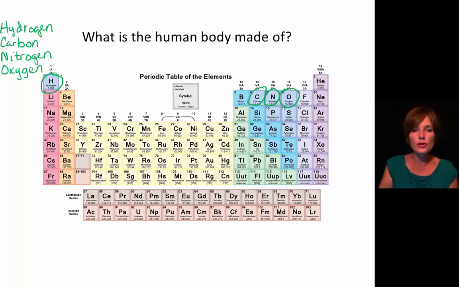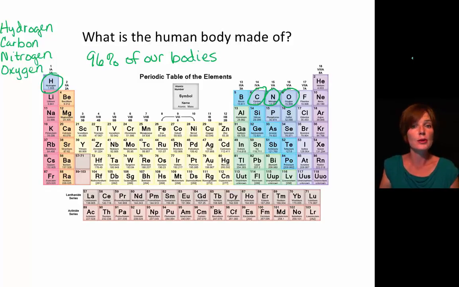And I point out these four specifically because these four make up 96% of our bodies. So that means that they make up 96% of a human body. Now, 4% is made up of other things. So you do have a lot of other elements on here. We might have some sodium in there. We might have some phosphorus, some sulfur. Those will make up much smaller percentages of our body. So carbon, hydrogen, nitrogen, oxygen, those are kind of the big four when we start to study anatomy and physiology.